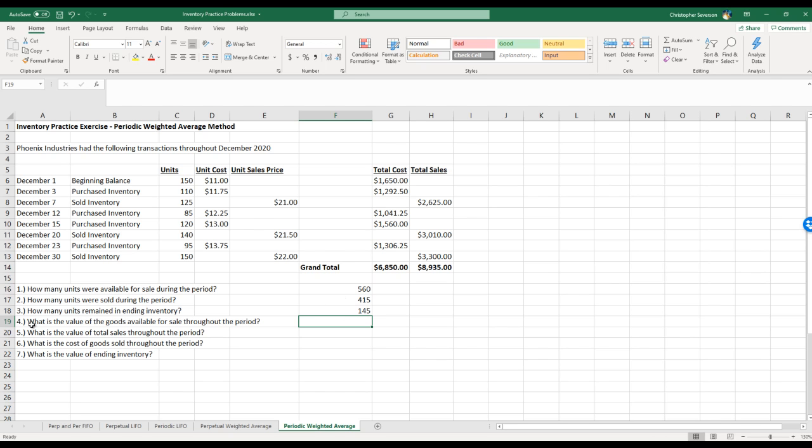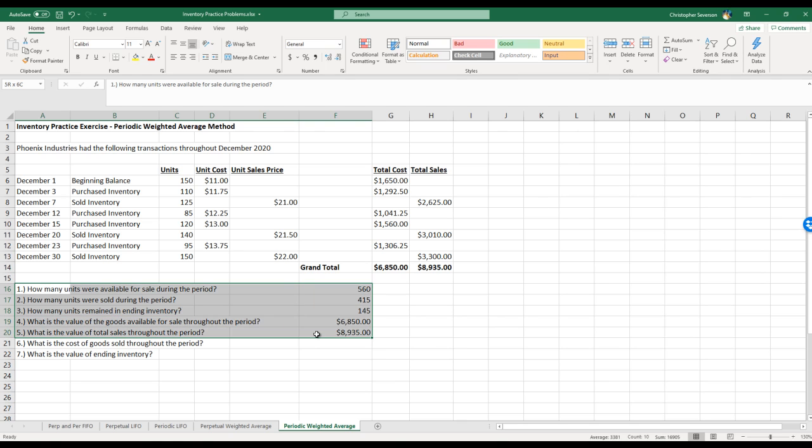Number 4, what is the value of the goods available for sale throughout the period? In this case, goods available for sale, the value would be cost. And fortunately, we already calculated the cost. The total cost is at $68.50. What is the value of total sales throughout the period? Well, we calculated that as well. The $89.35.